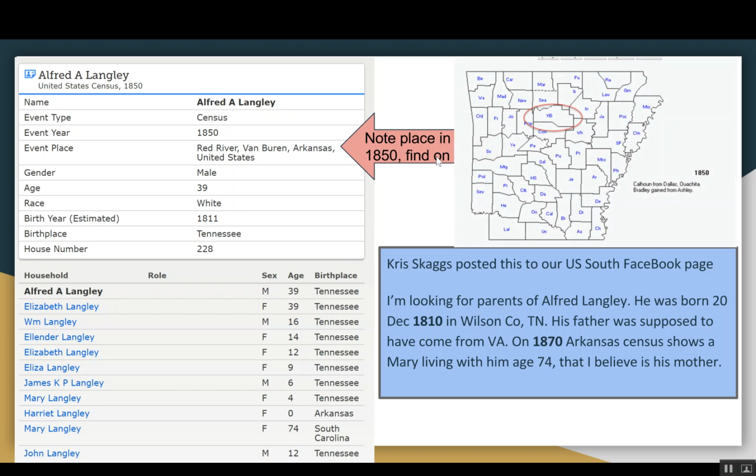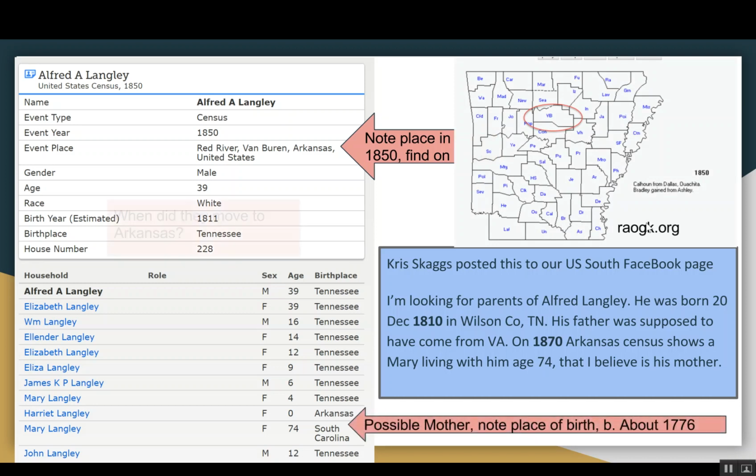So what I like to do is use raogk.org. That is the Random Acts of Genealogical Kindness, and what I love about their maps is that you can put in what year you would like to look at. And this is the 1850 Arkansas map, and this shows where Van Buren is located. And so I just like to keep track because as you look at other census records, you can kind of see their movement.